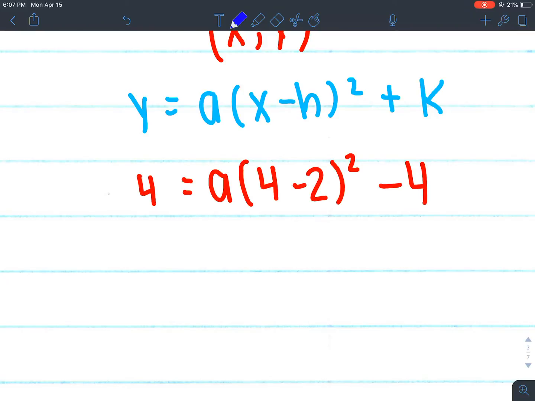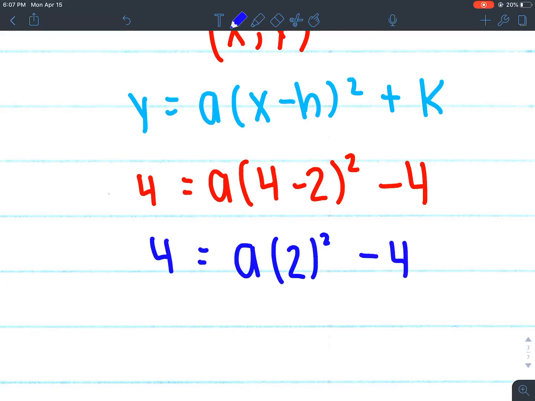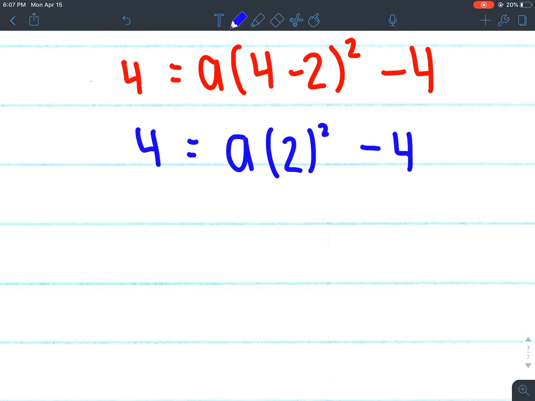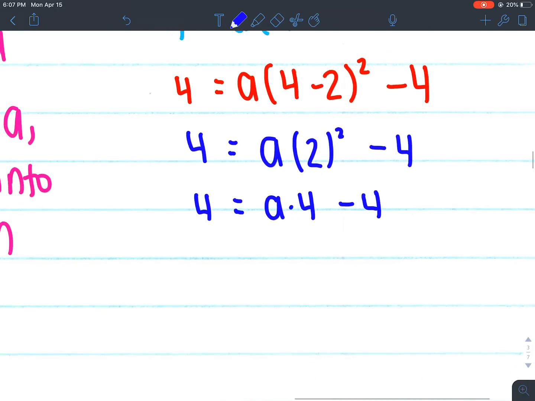The next thing I'm going to do is simplify. Well, 4 minus 2 is 2 squared. So that's going to be 2 squared. So everything stays the same. I just simplified what's in my parentheses. Okay, and then I know that 2 squared is 4, so that's going to be a times 4 minus 4.